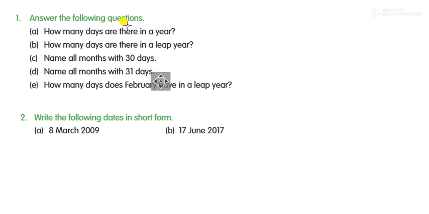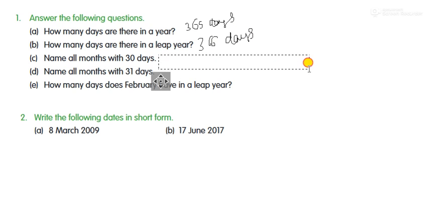Answer the following questions. How many days are there in a year? So here, 365 days. Next, how many days are there in a leap year? Here, 366 days. Name all the months with 30 days. Here, April, June, September and November.